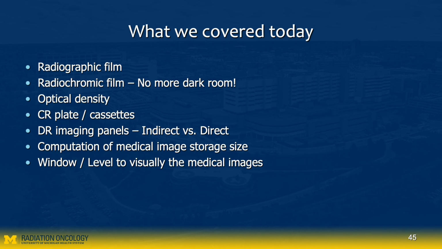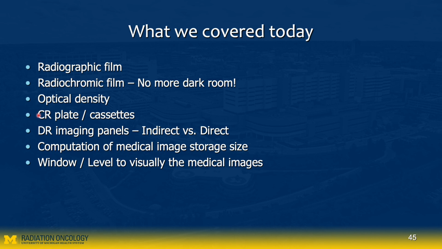All right, so we covered a lot today. We talked about radiographic film, and how the latent image later develops into an actual image at the molecular, atomic level. Then we talked about radiochromic film that develops instantly. You don't need a dark room. Then we talked about how we can quantify the darkness of the film, optical density. Then we briefly talked about different characteristics of certain films. Some films don't require as much radiation exposure to develop a certain darkness.